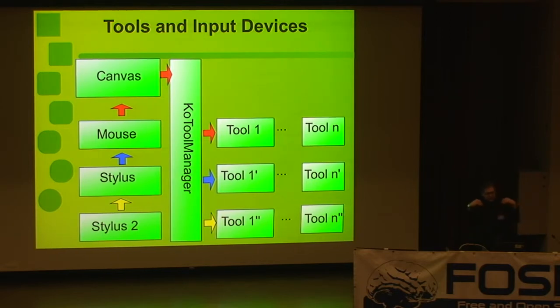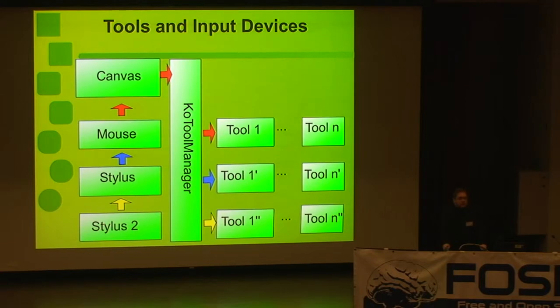So what happens is the events the system sends to your application window, they go to a widget or a graphics item. They send it on to your canvas. Your canvas sends the event to a tool manager, and the tool manager checks, wait, this was a mouse with this ID. Okay, I haven't seen it before, so I create a new tool instance, and then the tool can handle the event. So we keep track of all the input devices the user has used, and for every input device, we create all the tools the user has wanted to use.